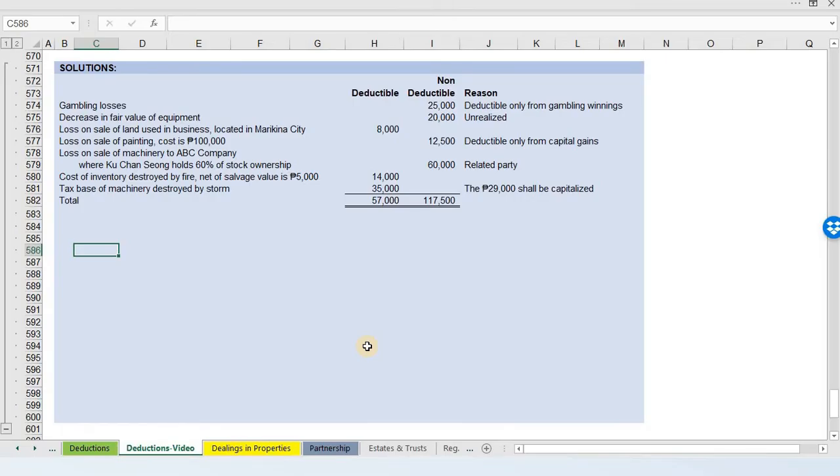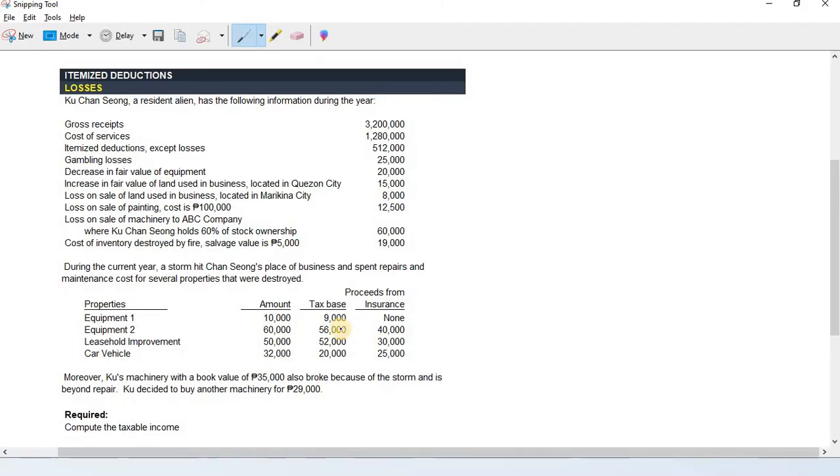So now let us compute for the loss that is suffered from the partially destroyed assets. So let's start with equipment number 1. For equipment number 1, we have no insurance. So we have no proceeds from insurance. So the loss shall be 9,000 pesos. And what is the 9,000 pesos? So the 9,000 pesos is the tax base.